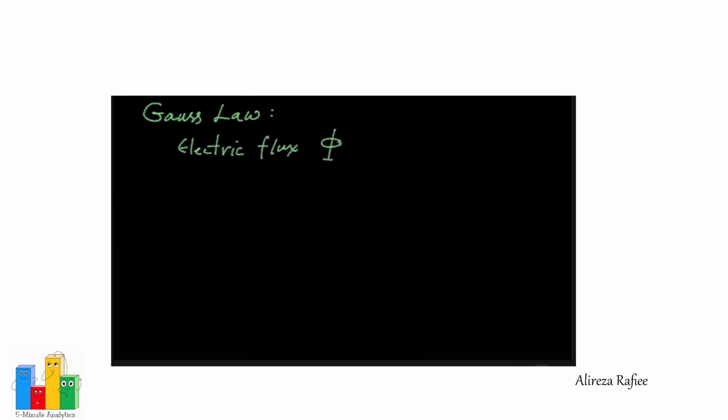Okay, what is Gauss' law? Now, Gauss realized that he can define a quantity called electric flux. Electric flux, with the symbol phi, is technically the number of electric field lines crossing a surface.